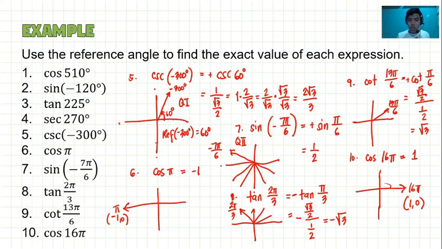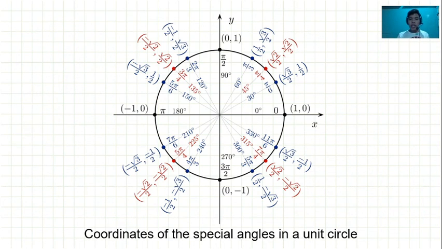Now, I will be showing you the coordinates of the special angles in a unit circle. You don't need to memorize this one. Just memorize the values of the reference angle. Okay? And you can solve the rest of the values of the angles.